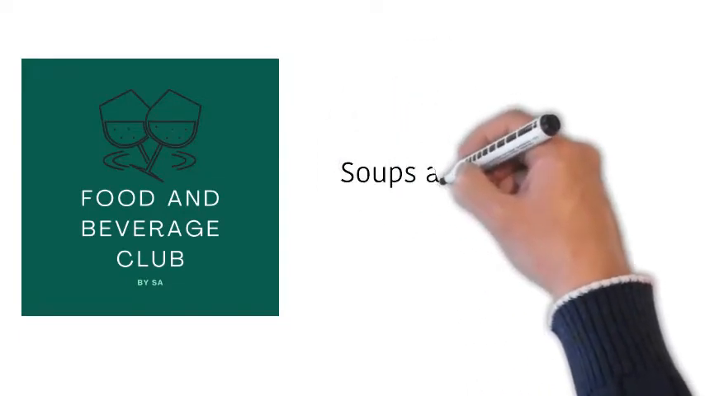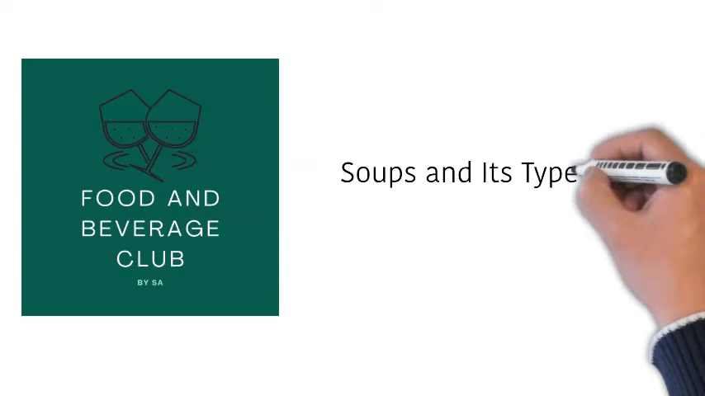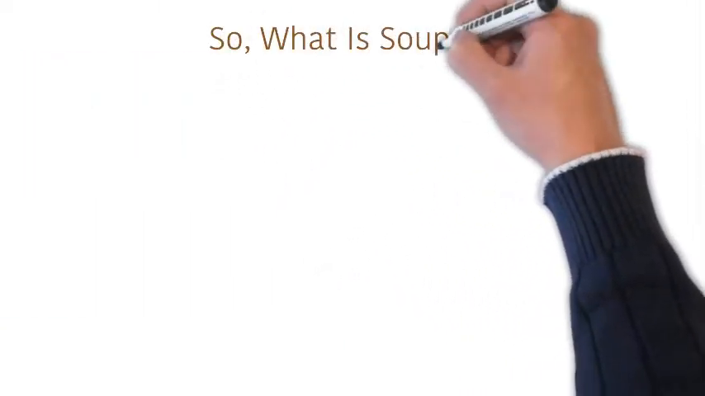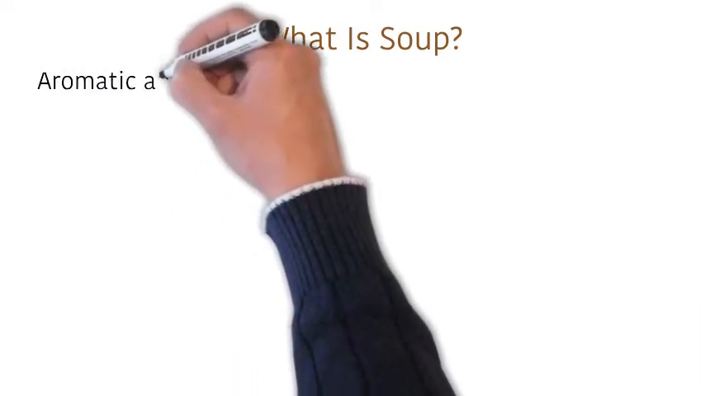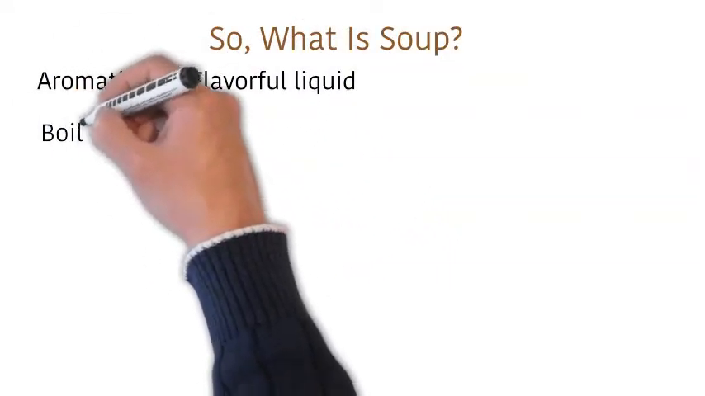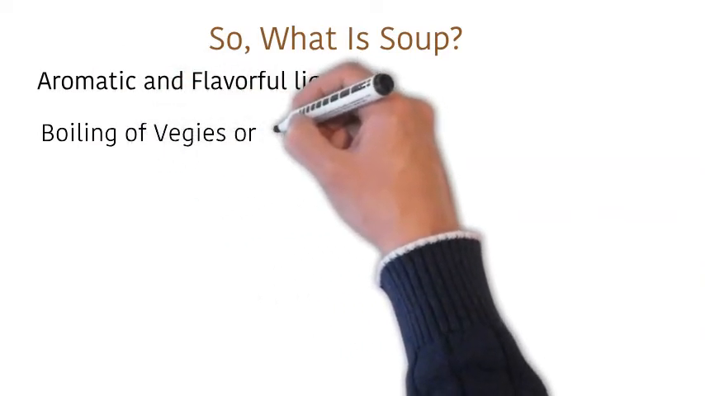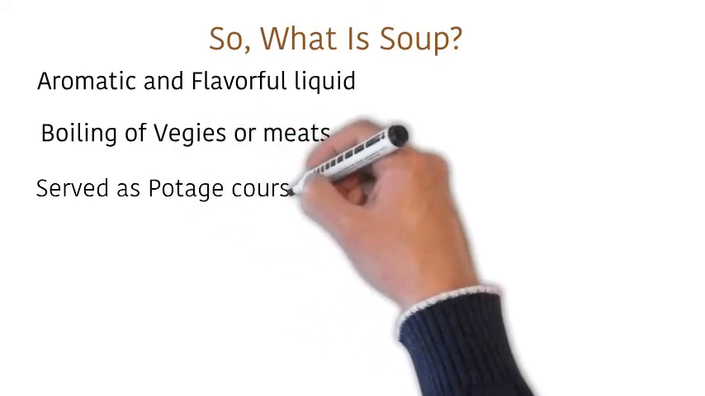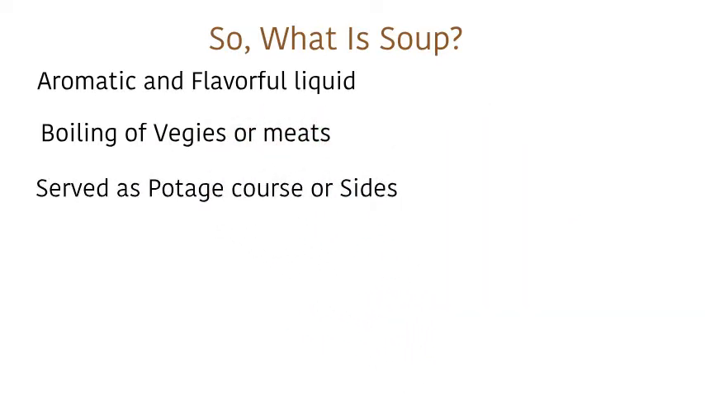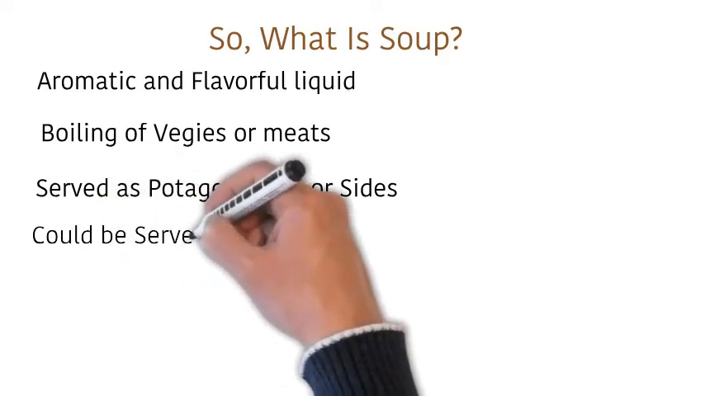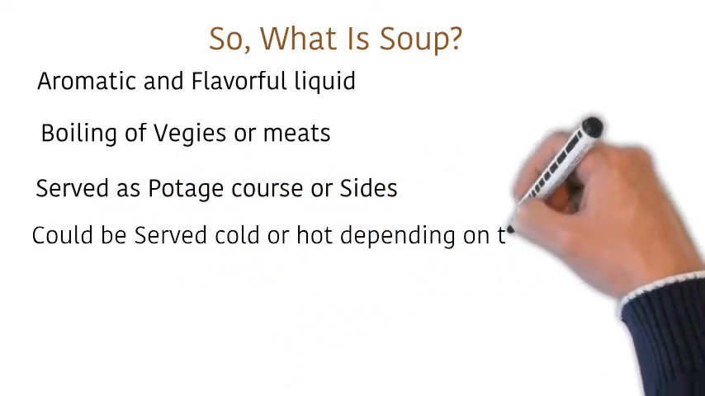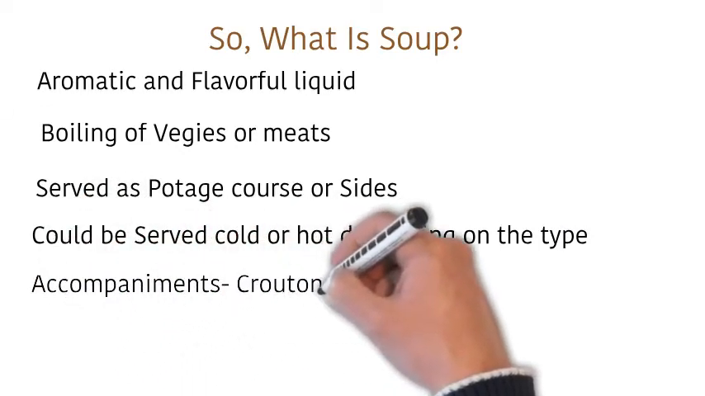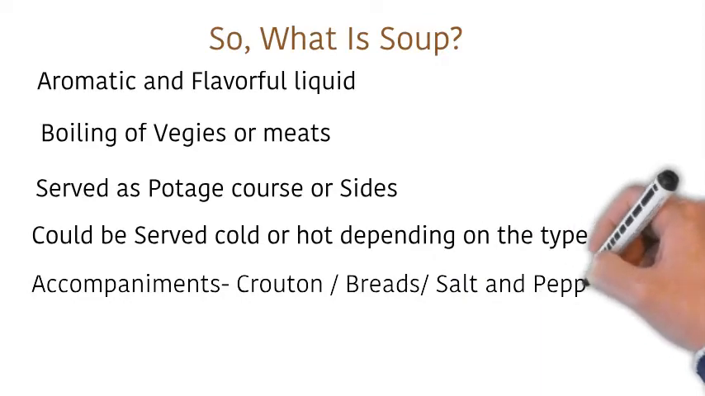And today let's talk about soup and its types. So, what is soup? Soup is a highly flavorful and aromatic liquid which is made by boiling of either veggies or meats. It could be served as a separate soup course or as a side. Soup could also be served hot or cold depending on its variety. They are generally accompanied with croutons, breads, or salt and pepper.